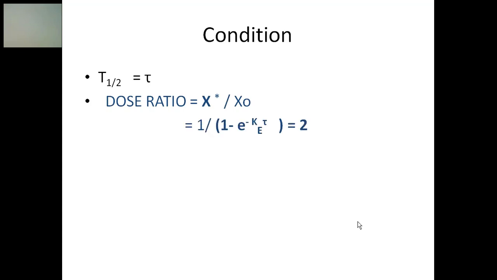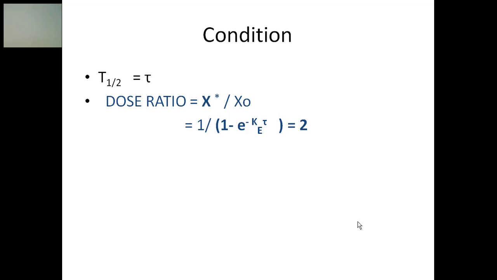We are going for a special consideration where t half equals your dosing interval, or the reverse. Your dosing interval equals the t half of the drug which you are giving as a multiple dose. If you are doing so, what will be the dose ratio? It may come in your exam also. So dose ratio we know is x star by x naught. So what we have previously derived is 1 by 1 minus e to the power minus ke tau. This we have derived previously.